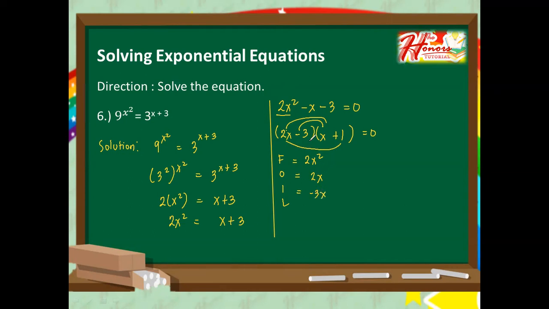For the last term, we have here negative 3 times positive 1, so that's negative 3. And then for the inner and outer term, you have to combine them. So 2x minus 3x is negative x. It is because 2 minus 3 is negative 1. And then just copy the variable. And then if I'm going to write it correctly, it will become 2x squared minus x minus 3. Same, right? So that's why our answer here, which is the quantity of 2x minus 3 times the quantity of x plus 1 is correct.